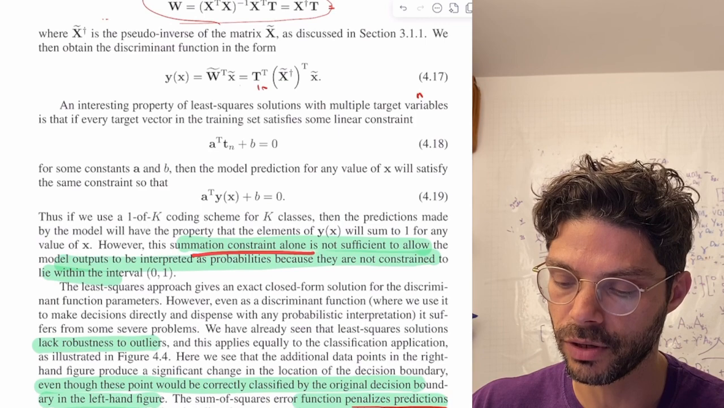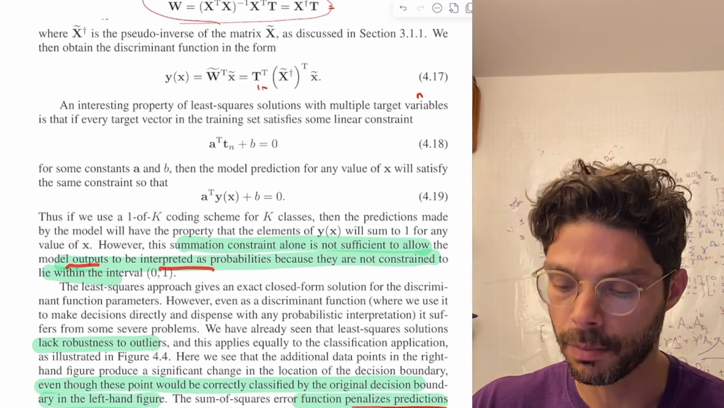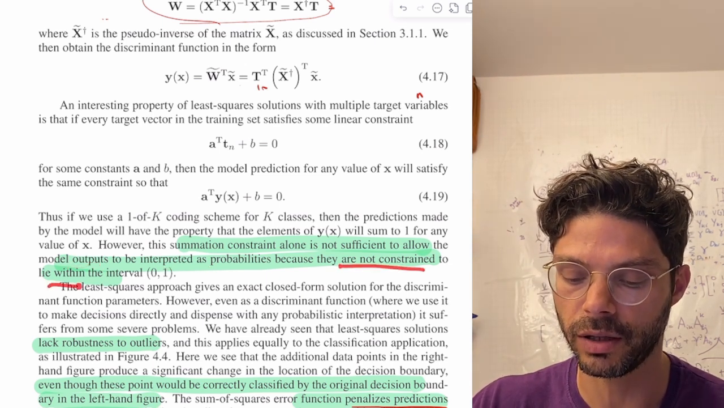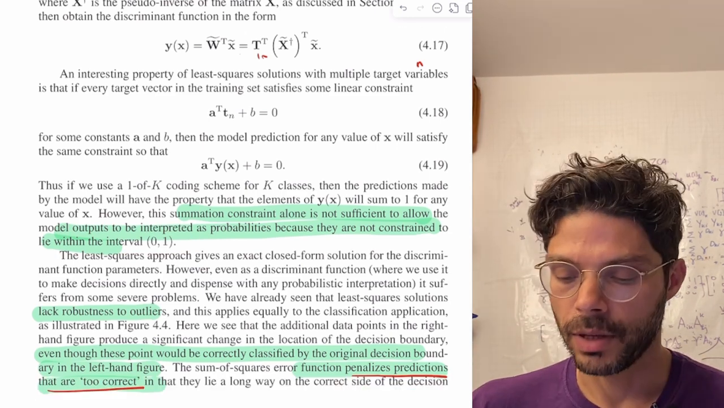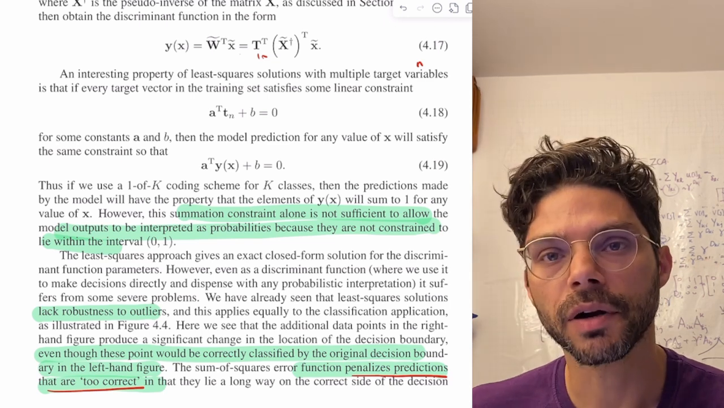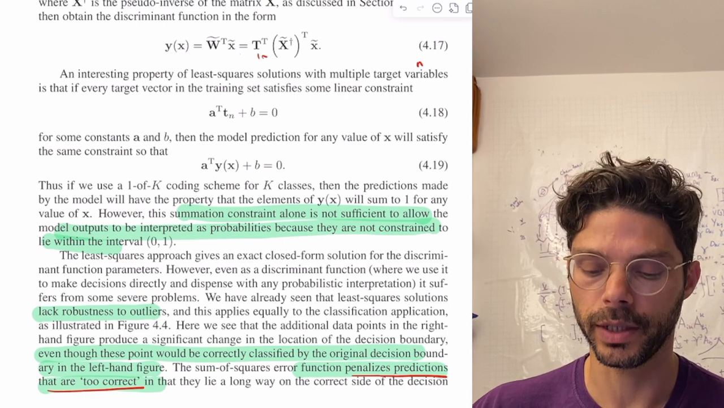However, this summation constraint alone is not sufficient to allow the model outputs to be interpreted as probabilities, because they're not constrained to lie within that interval. So we've got things summing up to 1, but the actual values themselves aren't going to be probabilities, because probabilities need to be strictly between 0 and 1, and these won't be.